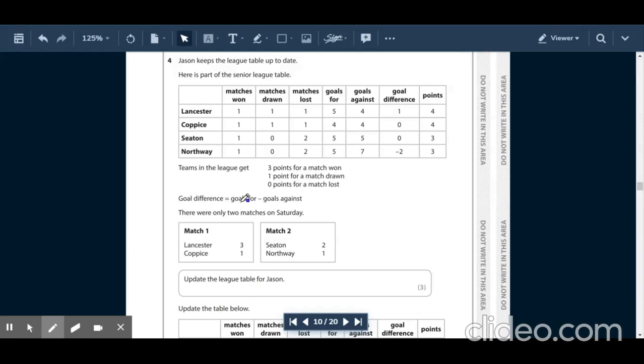So if we work through matches 1. So teams that won, Manchester and Seaton. So it's not 1 anymore. It goes up by 1. It's going to be 2. And Seaton goes up by 1. It's going to become 2. Matches drawn. Neither of these were draws, so we're going to leave that. Matches lost. Coppice lost, so that's going to go up to 2. And Northway lost, so that's going to go up to 2.